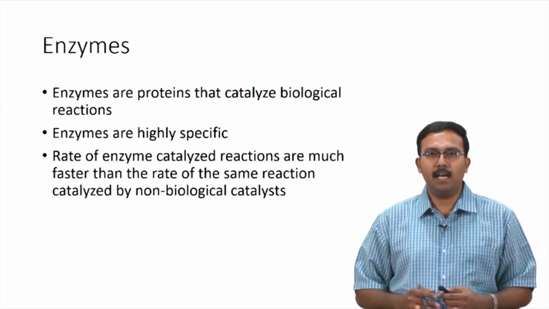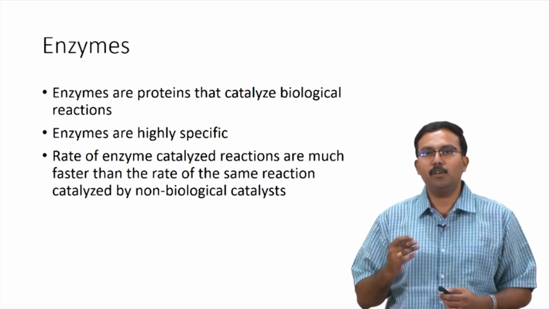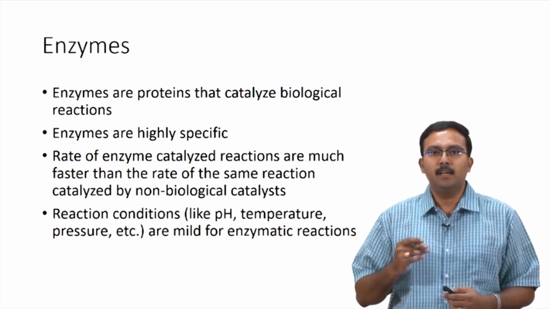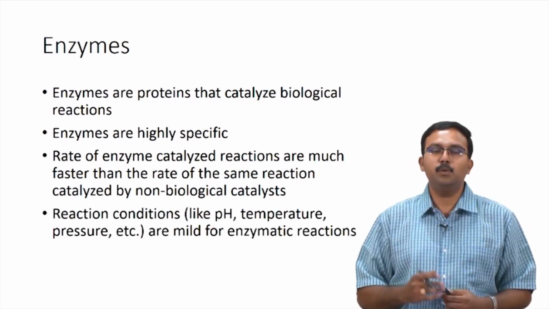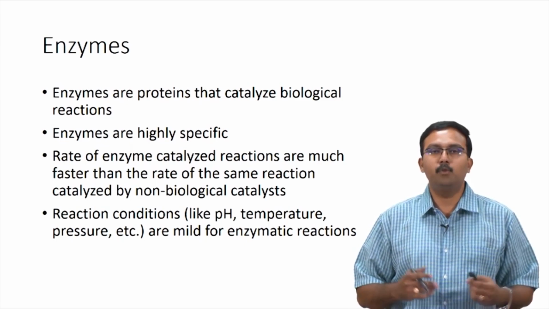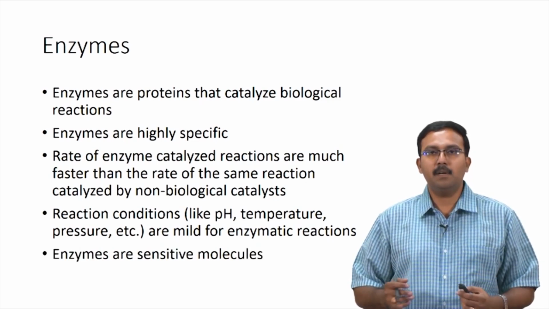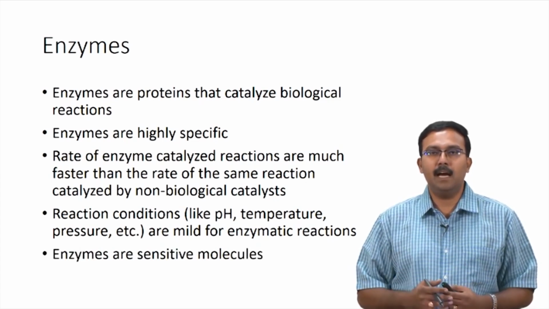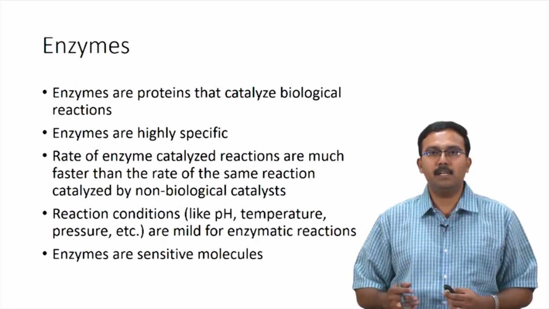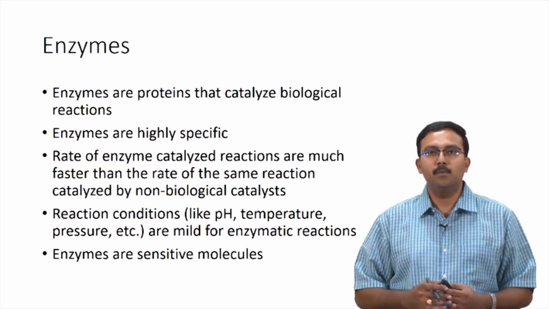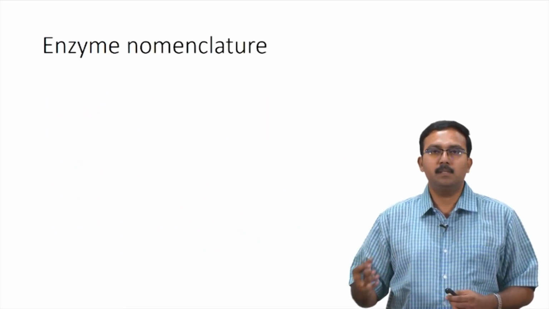The rate of enzyme catalyzed reactions is usually much higher than the rate of the same reactions catalyzed by non-biological catalysts. The reaction conditions used for enzymatic reactions, such as pH and temperature, are usually mild because you do not want the enzyme to get denatured. Enzymes are very sensitive, because extreme conditions in temperature or pH can easily damage or denature them, and for this reason most of the time reactions with enzymes happen at mild conditions closer to natural conditions. Enzymes are named with a certain specific method.